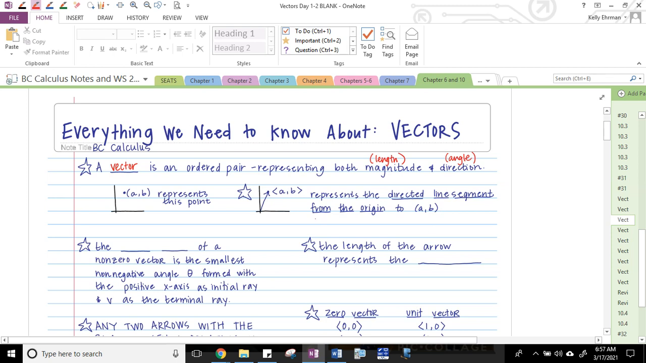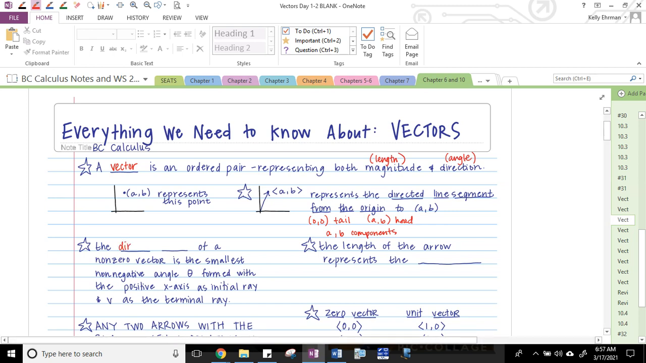A few vocab words here. We call the ordered pair 0, 0, which is where that ray starts, the tail. And then the ordered pair AB would be called the head. So you have a head and a tail. And we also call A and B components. So sometimes in the homework tonight, you'll be asked to find the component form of the vector, and that just means figure out what A and B are.